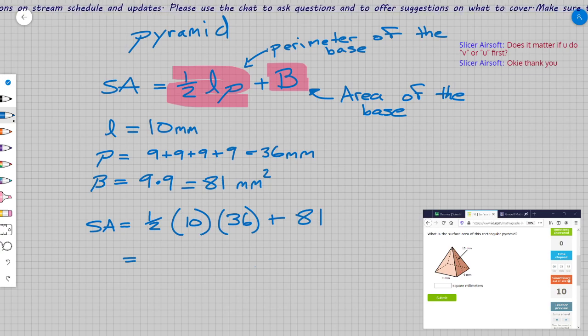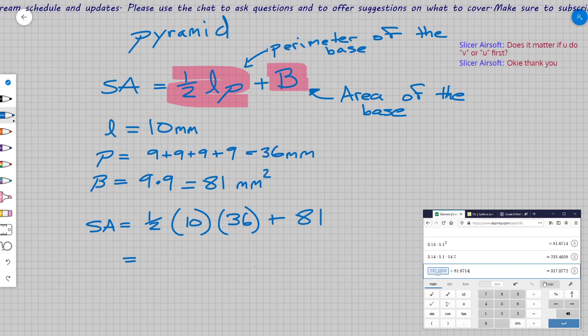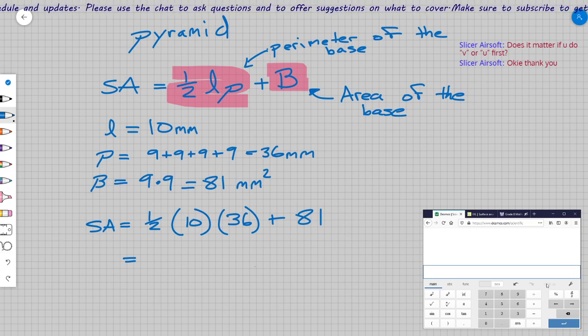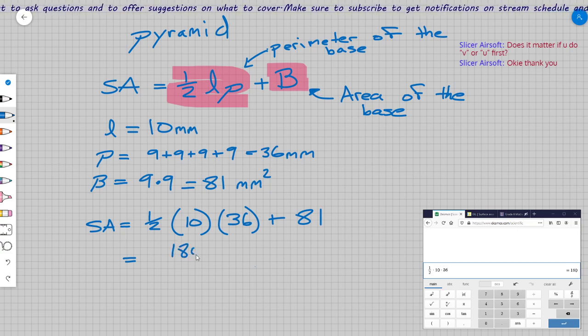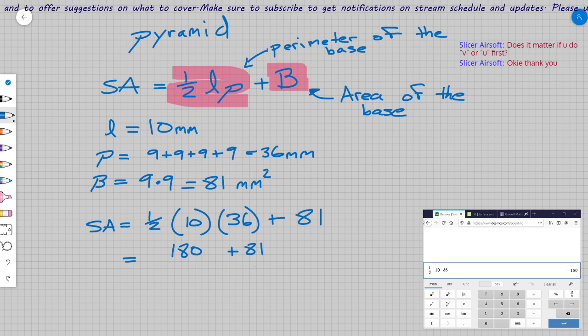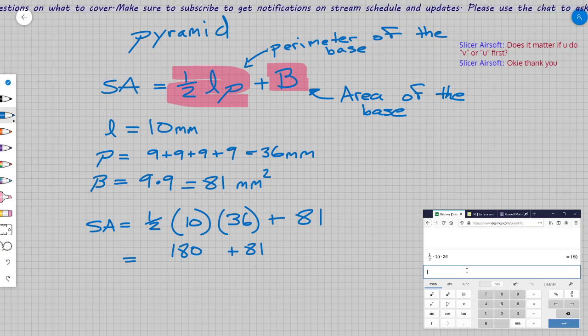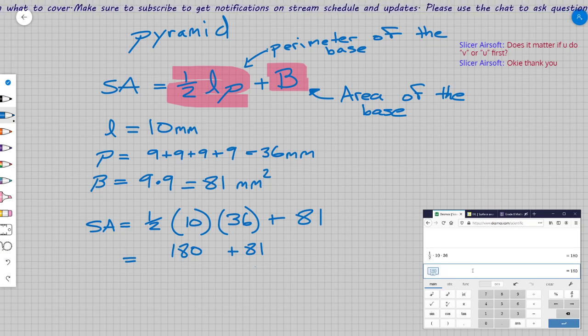We can use Desmos. So 1 divided by 2, 1/2 times 10 times 36. You get 180. And you want to do 180 plus 81. Go to the next line. Whoops. You can either type in 180, or you can press the answer button. Plus 81, and you get 261 for your answer.